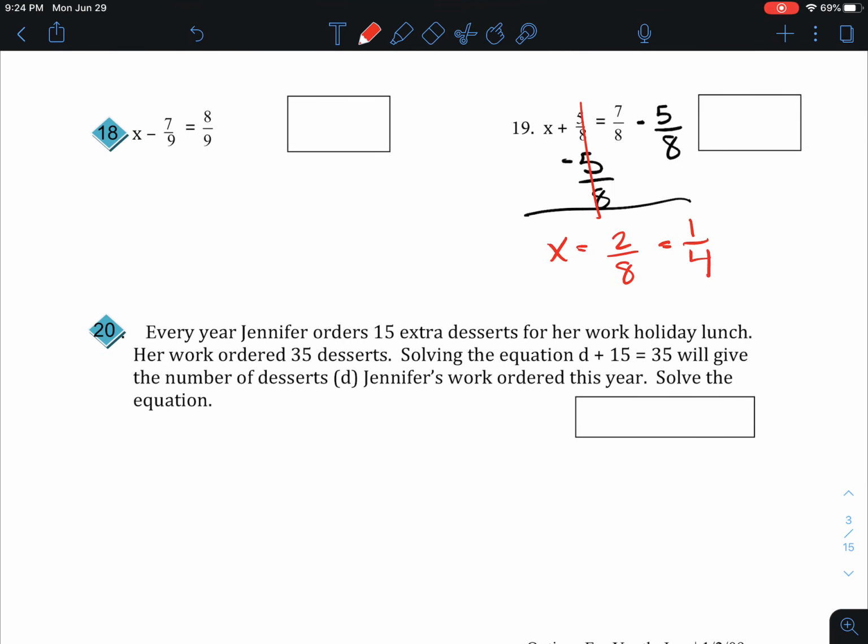13 and 15 are going to be the same exact thing that we just did. So go ahead and complete 13 now, and now complete 15.